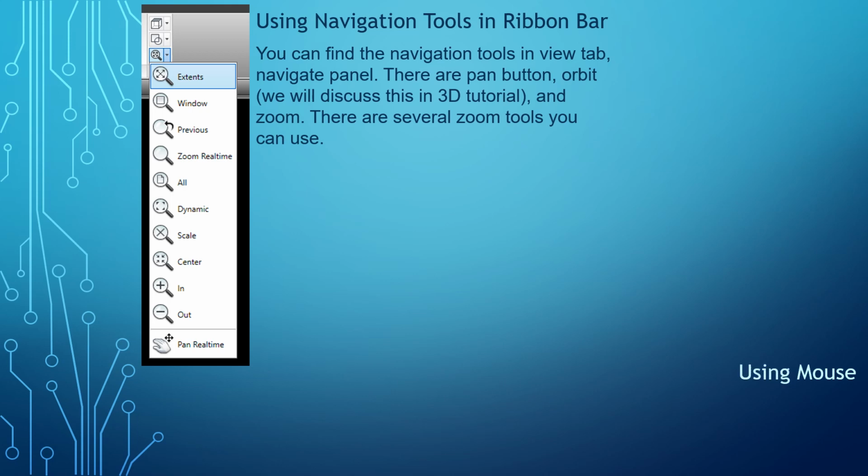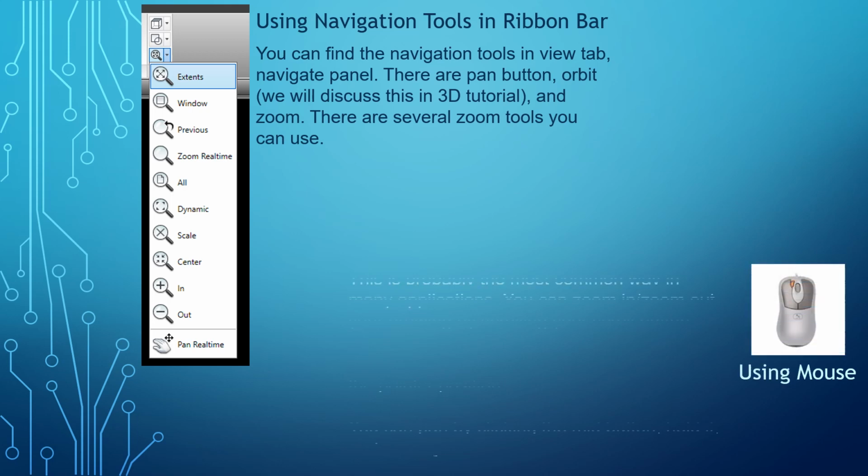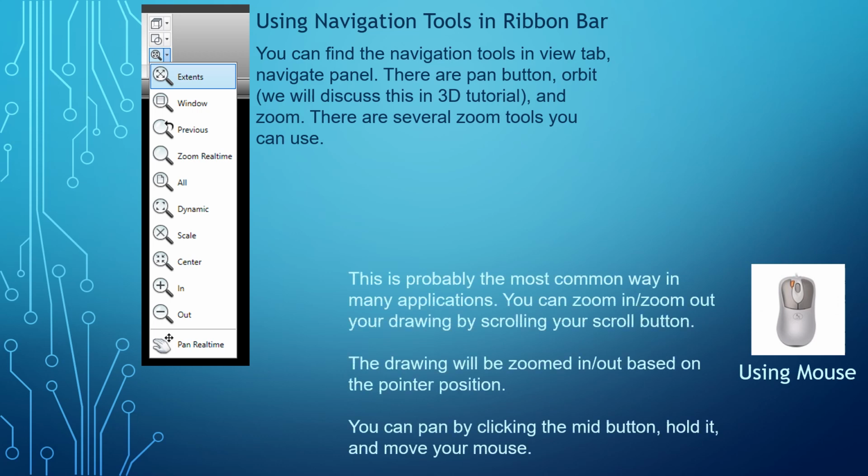Another way is using the mouse. This is probably the most common way in many applications. You can zoom in or zoom out your drawing by scrolling your scroll button. The drawing will be zoomed in or out based on the pointer position. You can pan by clicking the middle button, holding it and moving your mouse.